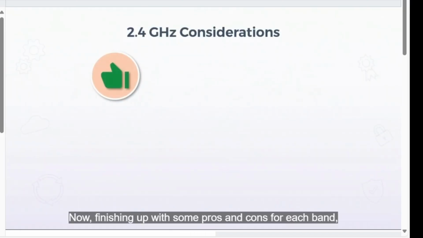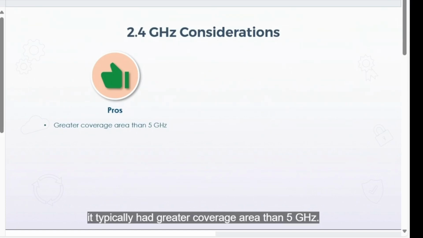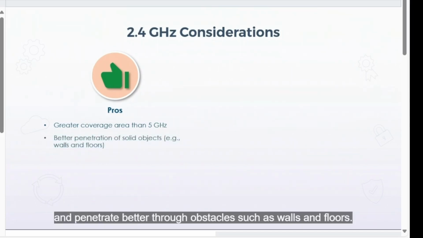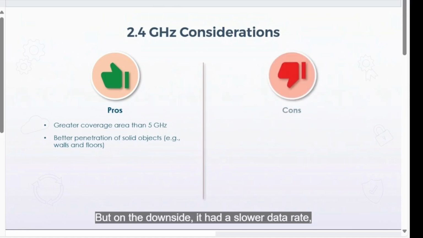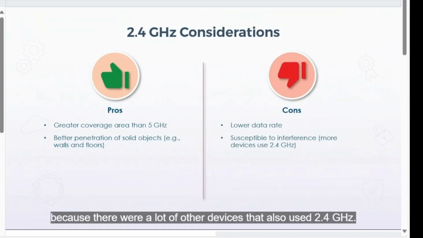Now, finishing up with some pros and cons for each band. For the 2.4 GHz band on the pro side, it typically had greater coverage area than 5 GHz, and this is simply due to the nature of radio transmissions. Anything that is transmitted at a lower frequency tends to travel farther and penetrate better through obstacles such as walls and floors. But on the downside, it had a slower data rate, and it was also more susceptible to interference because there were a lot of other devices that also used 2.4 gigahertz.